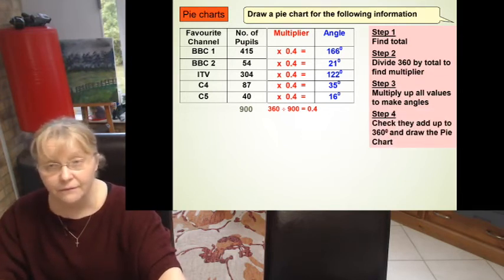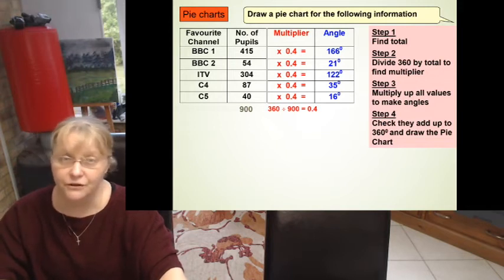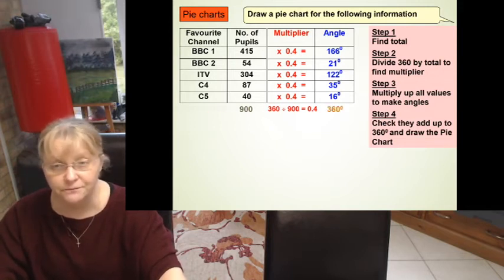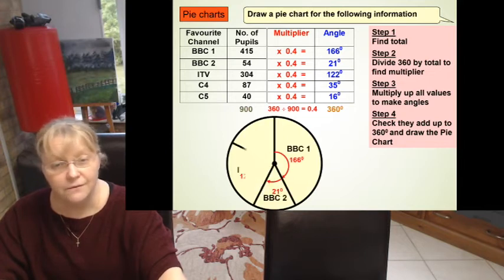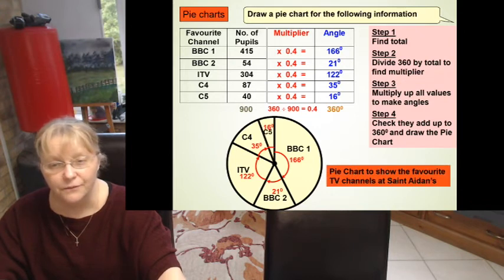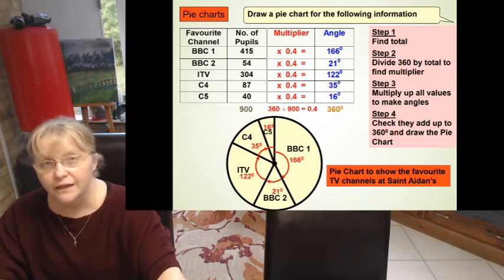And finally, add up all the angles to make sure you get to 360 degrees. And then you draw it. It goes down and so on. Last one. Hopefully that's what you got.